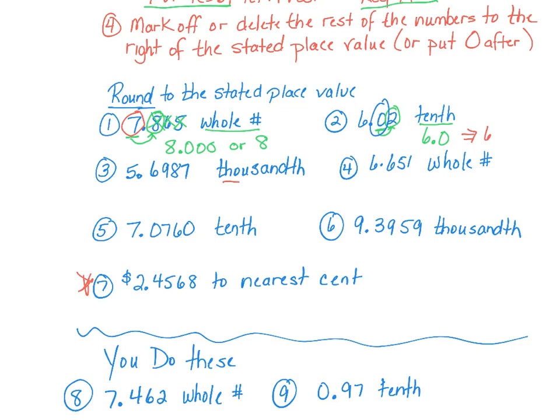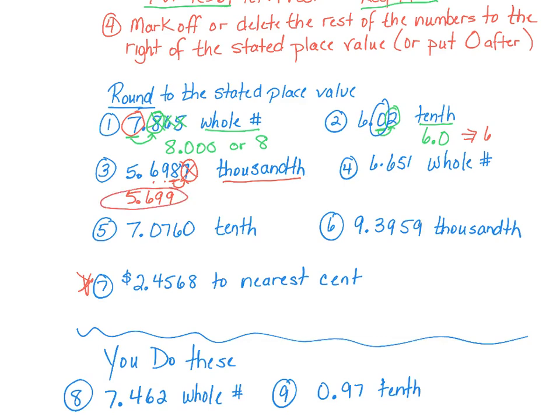Next one, 5.6987 to the nearest thousandth, like I'm spitting. So I go, okay, here's tenths, hundredths, thousandths. There it is right there. Underline it. Draw one place to the right. I'm looking at that 7. 7 is 5 or more, so I'm going to bump my 8 up. I'm going to mark that out. Write everything else down. 5.699 is my answer.